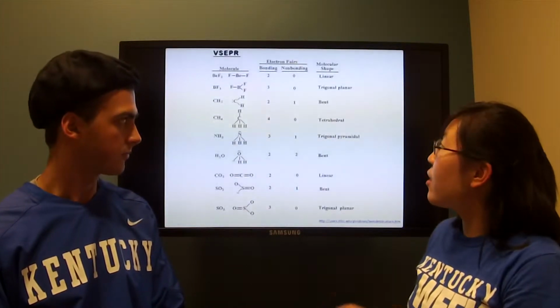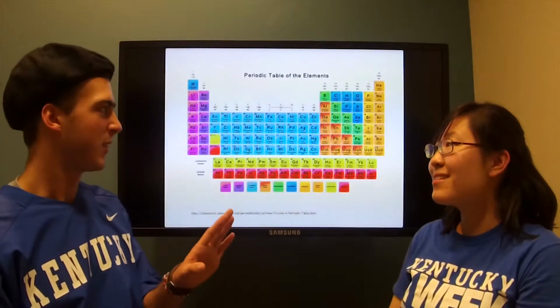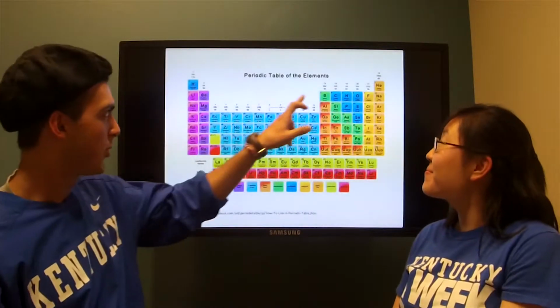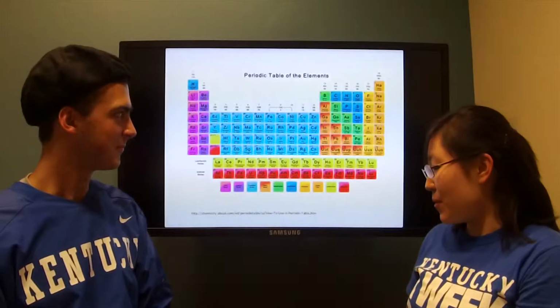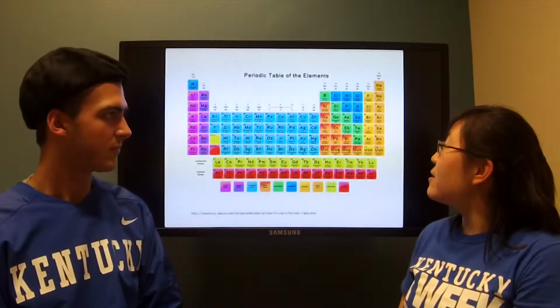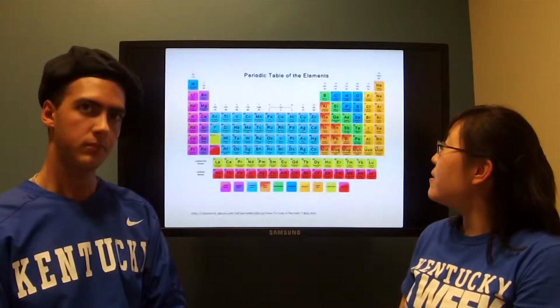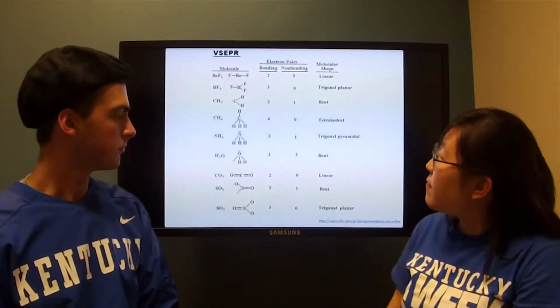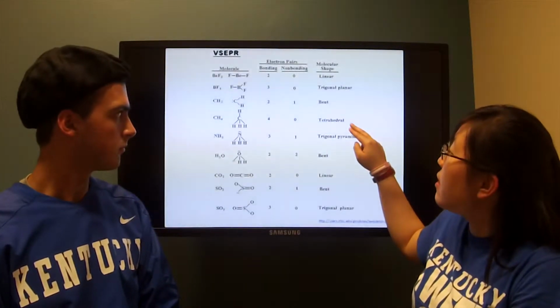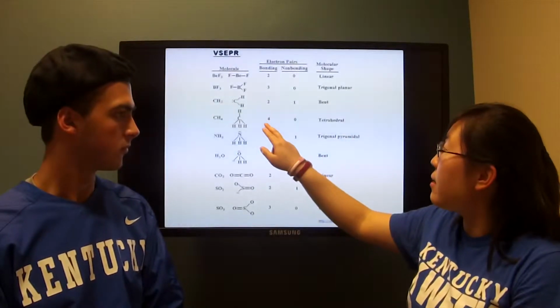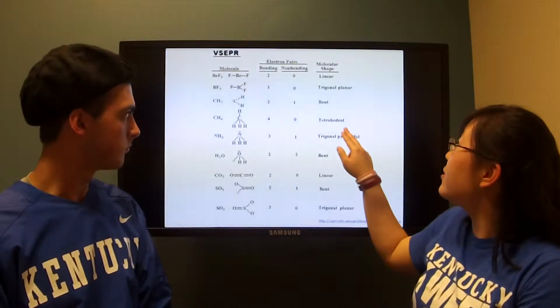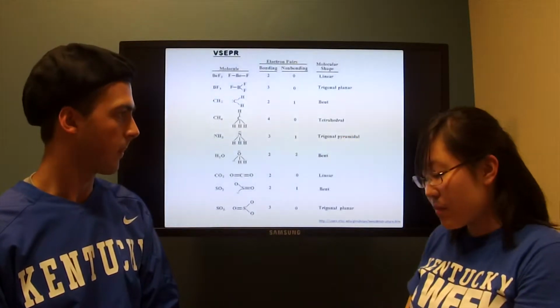So, looking at carbon. Oh, I got you on this one. Right. So, carbon has 1, 2, 3, 4 valence electrons, correct? Yes, it does. Excellent. So, that's correct. So, you want to look at the valence electrons on carbon, and if you look here, because the carbons in the hydrocarbon chain have 4 bonded electron pairs, that gives it a tetrahedral molecular shape.